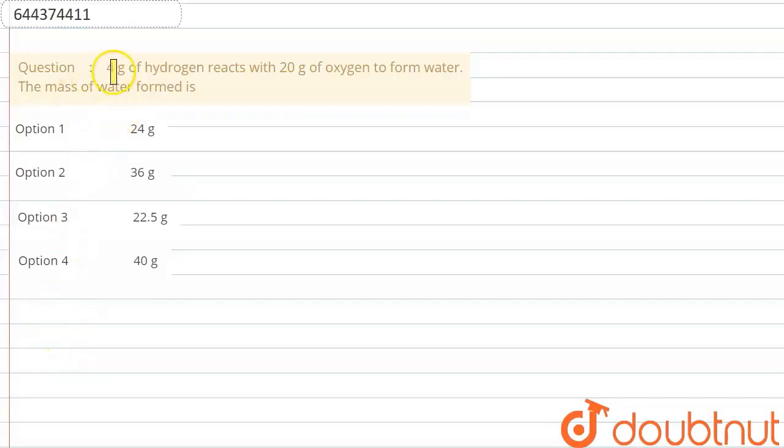Hello everyone, let's start the question. The question says that 4 gram of hydrogen reacts with 20 gram of oxygen to form water. The mass of water formed is, so we have been given here 4 options, so we have to find out the correct option out of the following.